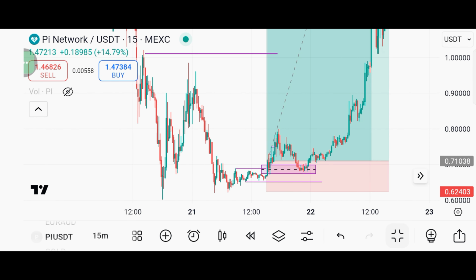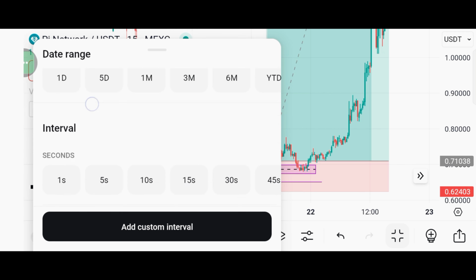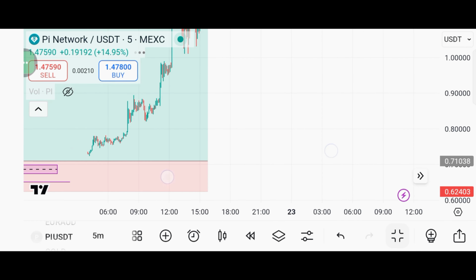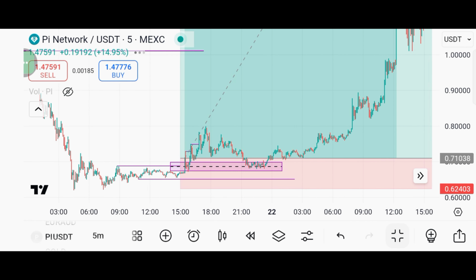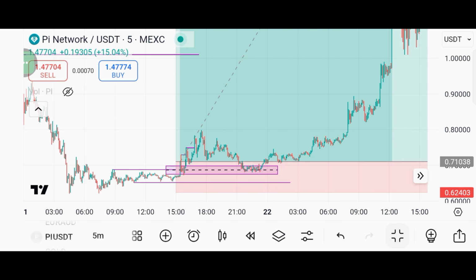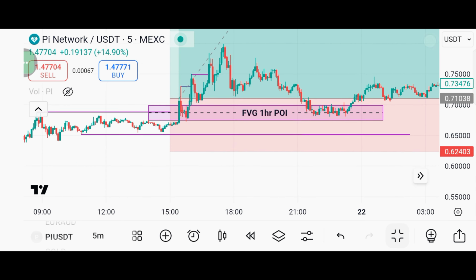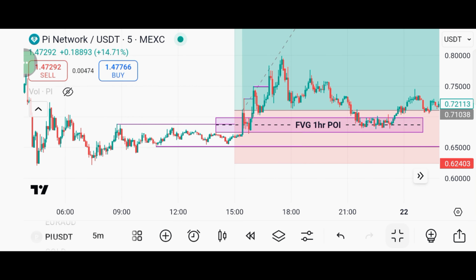The whole setup was actually seen on the 5 minutes. I don't really have full access to the replay feature here on TradingView, so I can't use replay, but let me just tell you what I saw. You can see here I marked out this level. Let me introduce this arrow.